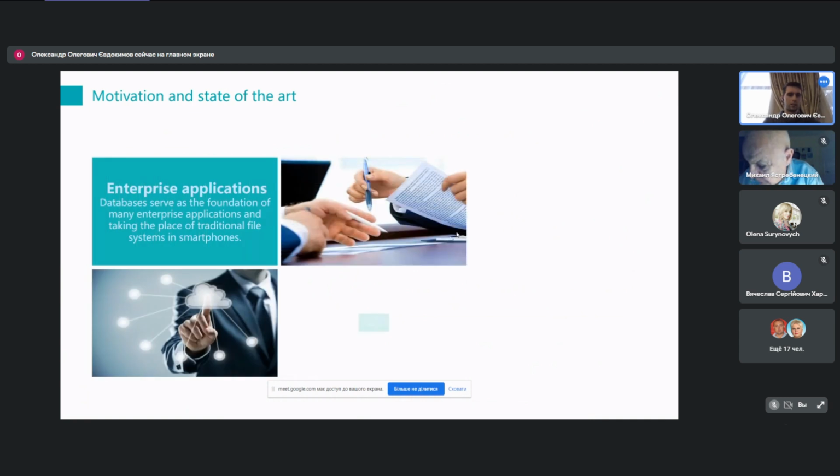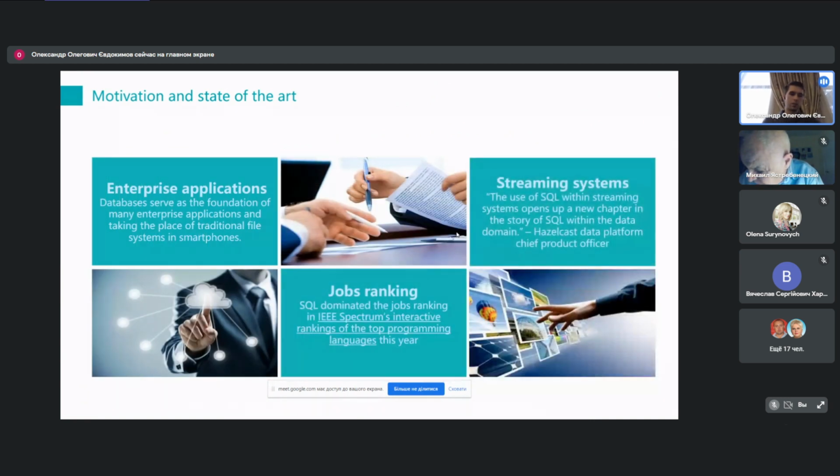Why SQL? SQL dominated the jobs ranking in IEEE Spectrum's interactive rankings of the top programming languages this year. Normally, the top position is occupied by Python or other mainstays such as C, C++, Java, and JavaScript. But the sheer number of times employers said that they want developers with SQL skills, albeit in addition to a more general-purpose language, boosted it to second.